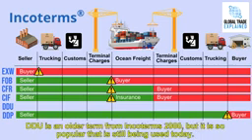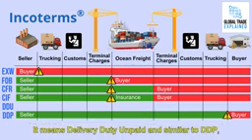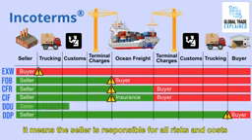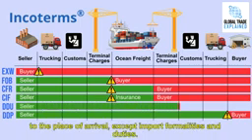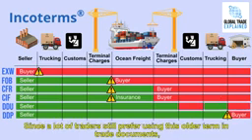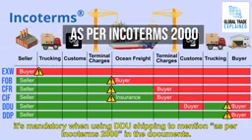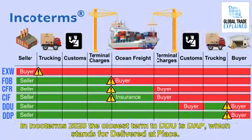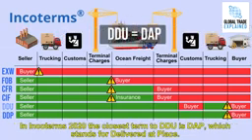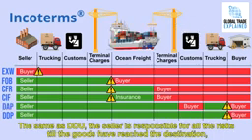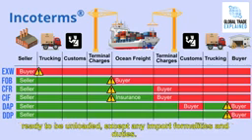DDU is an older term from Incoterms 2000, but it is so popular that it is still being used today. It means delivery duty unpaid, and similar to DDP, it means the seller is responsible for all risks and costs to the place of arrival, except import formalities and duties. Since a lot of traders still prefer using this older term in trade documents, it's mandatory when using DDU shipping to mention as per Incoterms 2000 in the documents. In Incoterms 2020, the closest term to DDU is DAP, which stands for Delivered at Place. The same as DDU, the seller is responsible for all the risks till the goods have reached the destination ready to be unloaded, except any import formalities and duties.